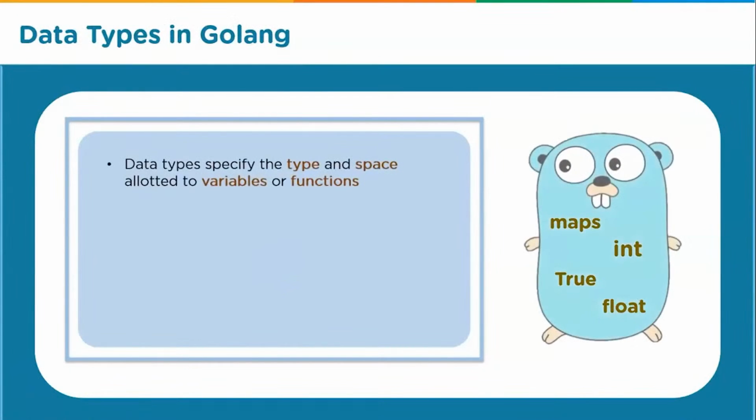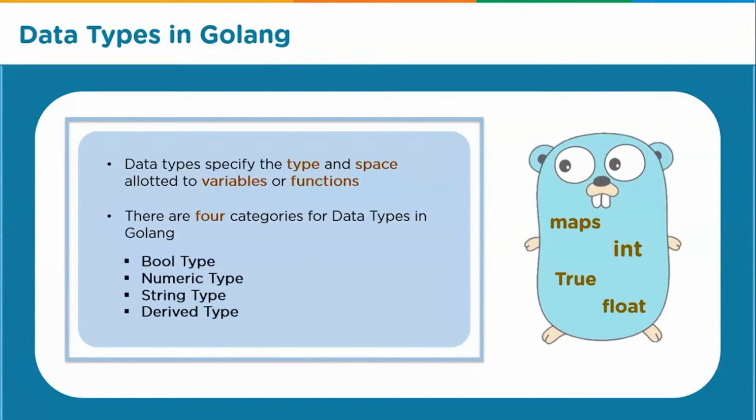Data types specify the type and space allotted to variables or functions. There are four categories of data types in Golang, that is, bool type. It represents a Boolean value and is either true or false. The next is numeric type. It represents integer types, floating point values, and complex types. The next is string. It represents a string value. And we have the derived types. It includes pointer types, array types, structure types, and many more.